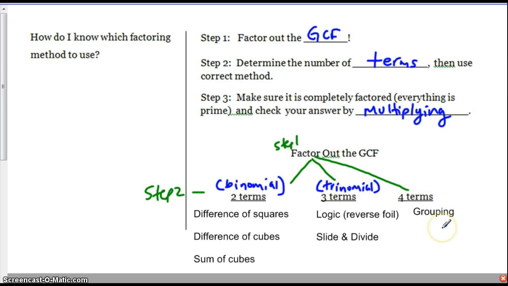You may have learned this in Algebra 1. If you haven't learned it yet, that's going to be the next video. So we'll learn how to factor by grouping next.